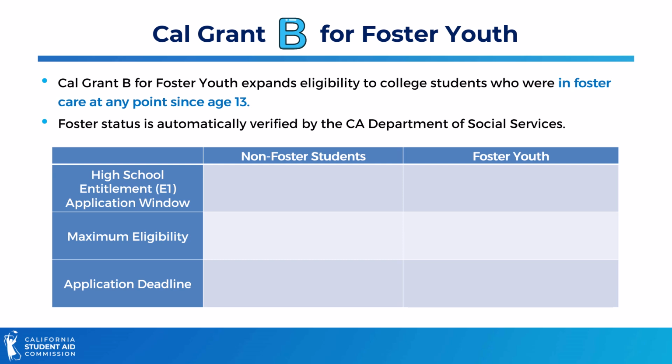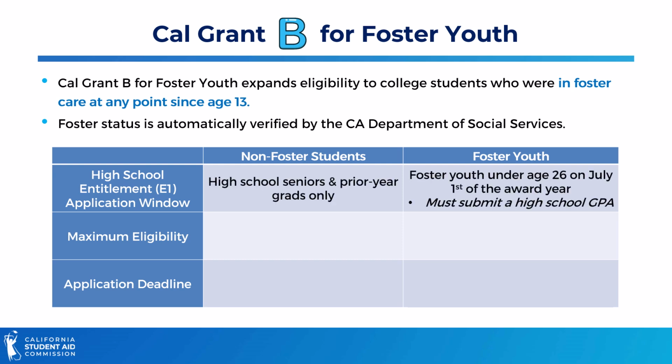While Cal Grant B has been around for quite some time now, the AB 1809 trailer bill extends the application window, application deadline, and lifetime Cal Grant eligibility for foster youth receiving a Cal Grant B who were in foster care at any point since age 13. Foster status is automatically verified by the California Department of Social Services.